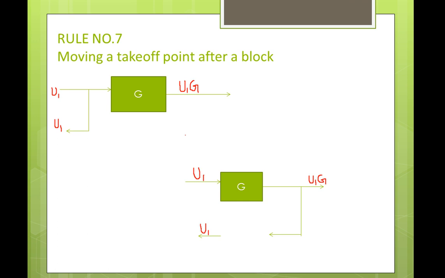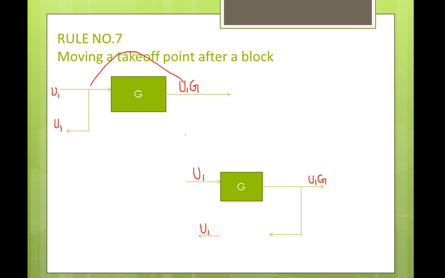So rule number 7 is moving the takeoff point after a block. This is the takeoff point. The takeoff points in block diagrams represent the branching of signals. Here you are applying the input u1, and at the takeoff point you are getting the output u1 only. This u1 is given to the block G. After the block you are getting the output u1 into G. So we are moving this takeoff point after the block.